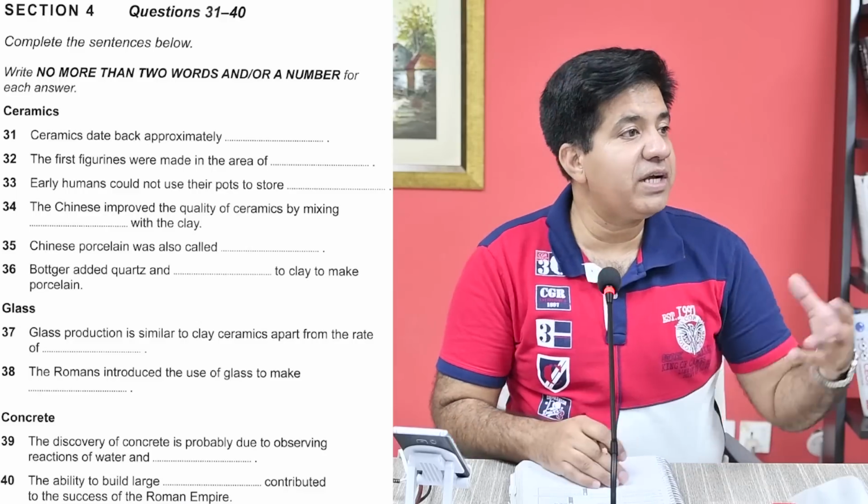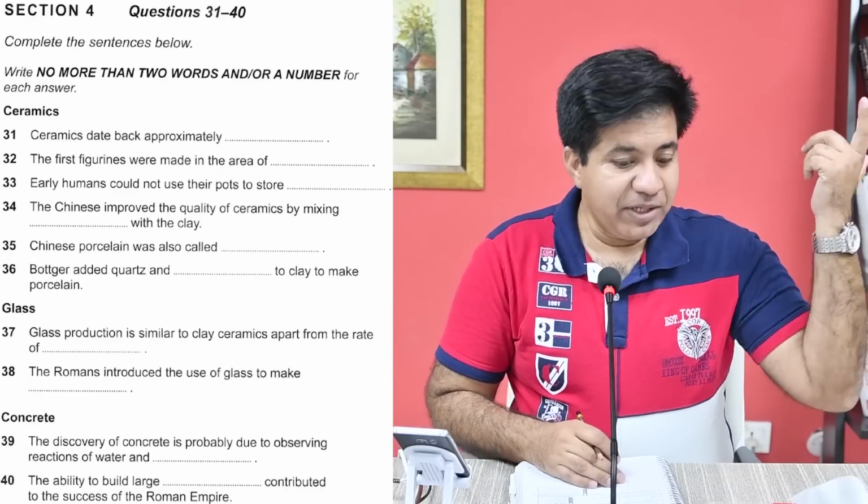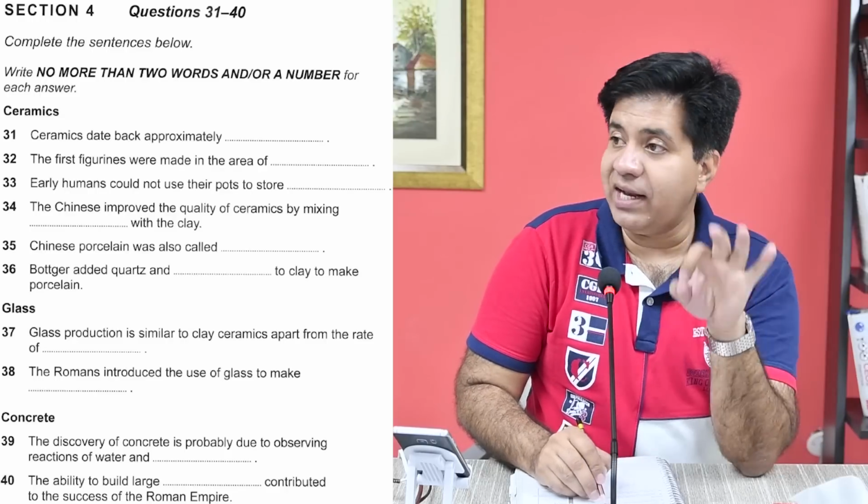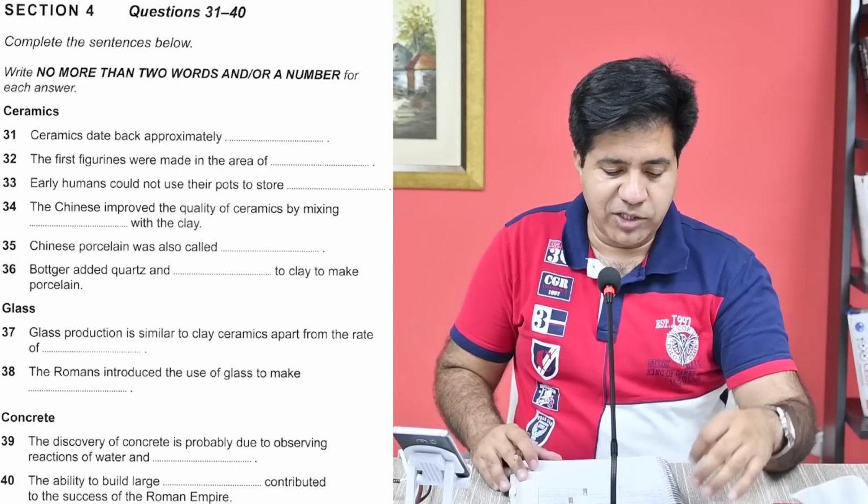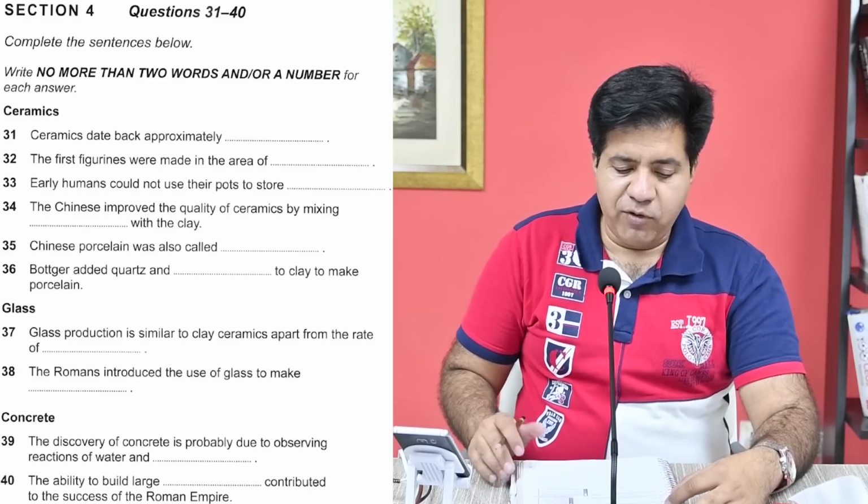By adding quartz and a material called China stone. Now some will write 'material'. Yeah, 'material' is not the right answer. It's China stone. Okay, material called China stone. Okay, next we've got glass.